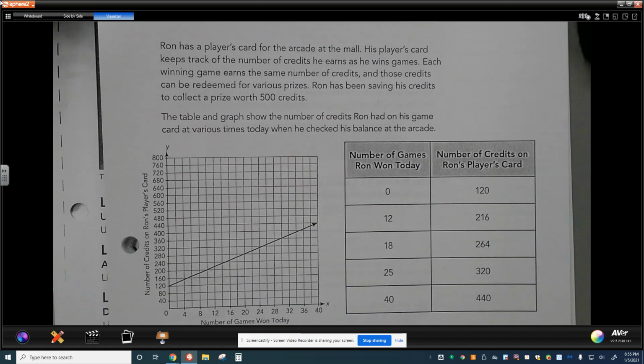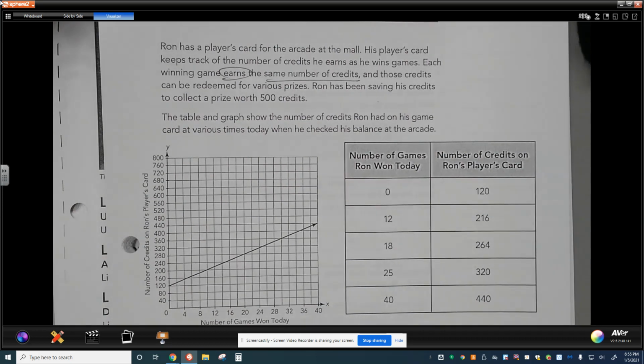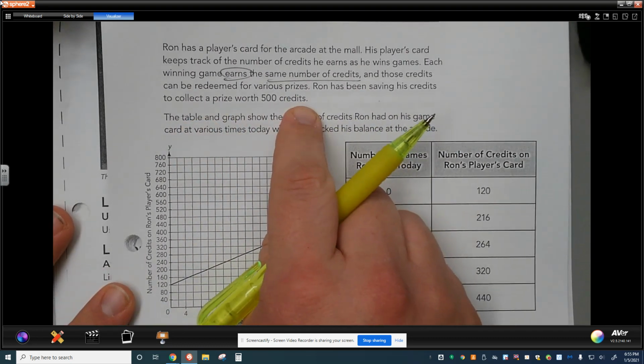This is much like the bowling alley we have here in town, where you have your playing card, you put a bunch of money on it, and it keeps track of the number of tickets that you win for any games that you do well on. Each winning game earns the same amount of credits. That's a big deal right there. Earns the same number of credits. We know that that's a constant rate, and that Ron has been saving his credits. His goal is to get to 500 credits.